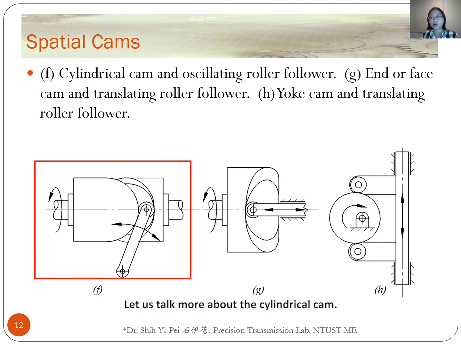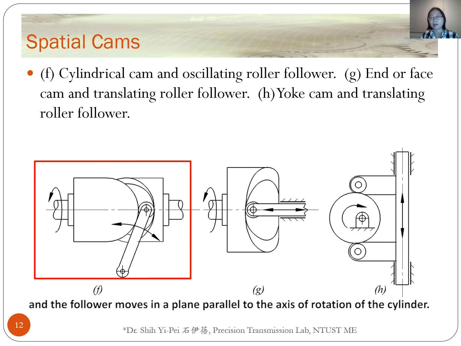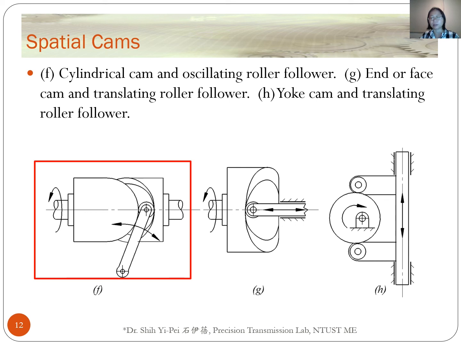Let us talk more about the cylindrical cam. This cam has a groove cut along its cylindrical surface. The roller follows the groove, and the follower moves in a plane parallel to the axis of rotation of the cylinder.